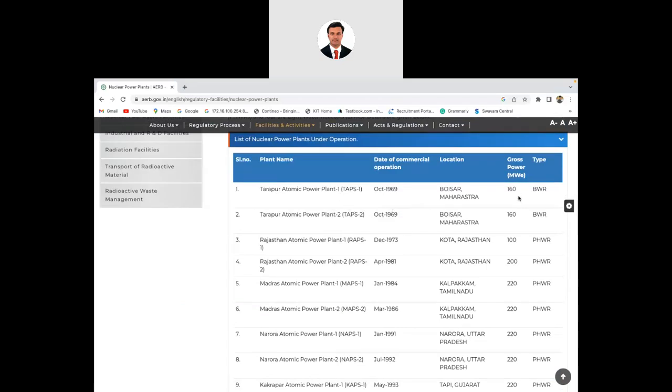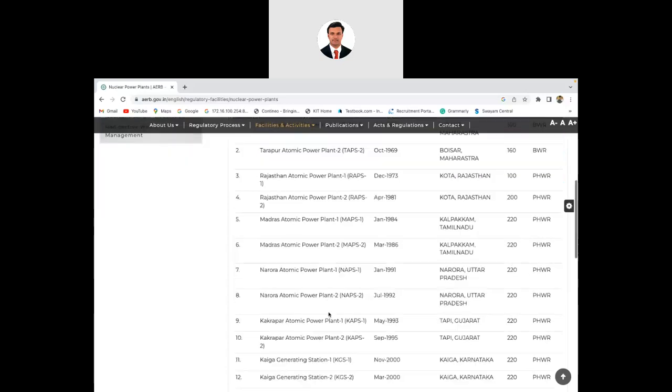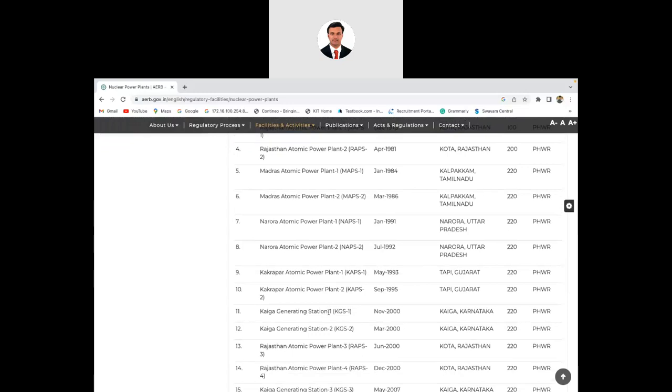The Tarapur atomic power plant has two plants, each with 160 megawatts of power, and the type of reactor is known as the boiling water reactor (BWR). Also, the Rajasthan atomic power plant in Kota, Rajasthan, has plants with 100 and 200 megawatts of capacity respectively. The type of nuclear reactor is the pressurized heavy water reactor.